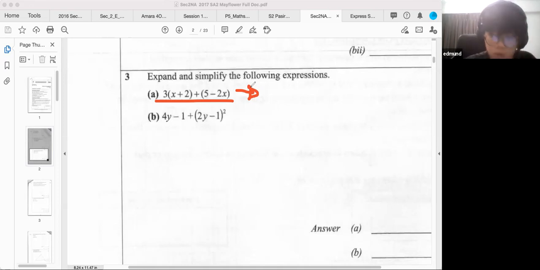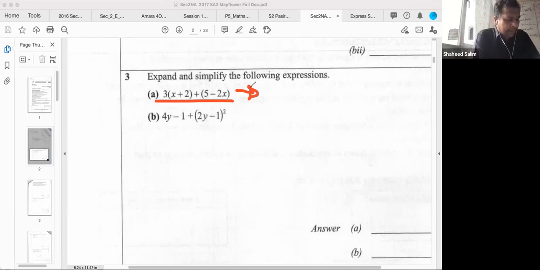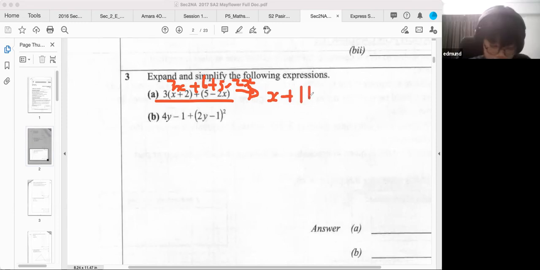Negative 7x plus 11. How come you get that? 3 times x, 3x. 3 times 2, 6. Plus 5. Minus 2x. 3x minus 2x is x, what? Plus 11. Correct? Careful, careful, careful. You try the next one.